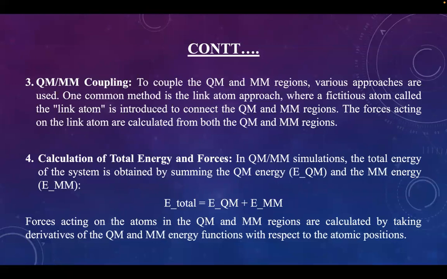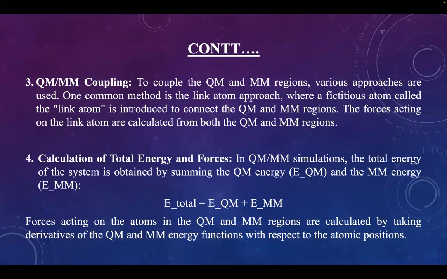QM-MM coupling. To couple the QM and MM regions, various approaches are used. One common method is the link atom approach, where a fictitious atom called the link atom is introduced to connect the QM and MM regions. The forces acting on the link atom are calculated from both the QM and MM regions.